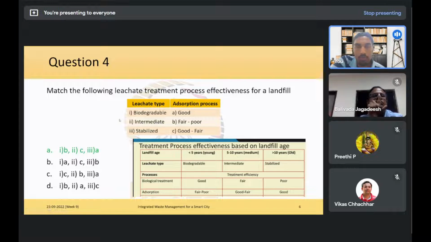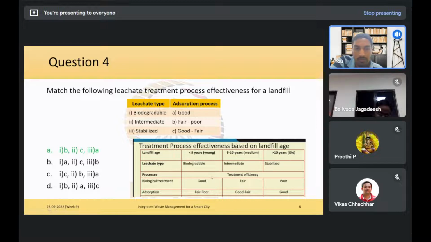So why does that happen? Because when the landfill is young, so when it is 5 years or lower, the leachate is going to have more organic matter, and therefore it will be more biodegradable. As the landfill ages, when it becomes 5 to 10 years or more, the amount of biodegradable material is going to become lower and lower. Therefore, any biological treatment will be more effective at the starting period of the landfill, and will become less and less effective because the biodegradable content will be getting lower.